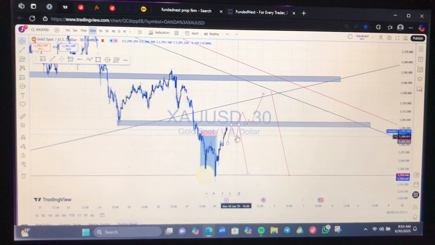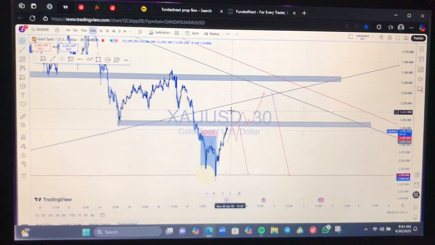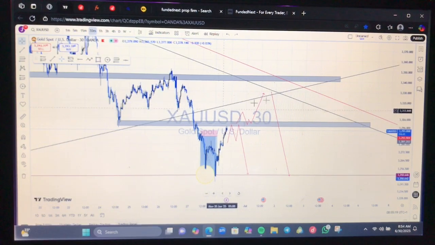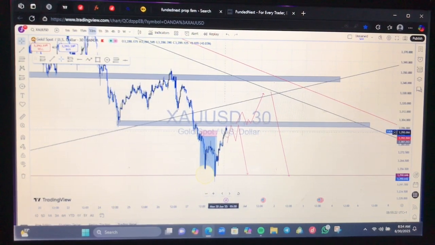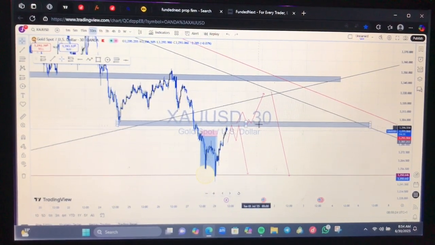So if we don't get the opportunity to buy, definitely we are going to be selling. You understand? But anything that makes this price break above this particular zone here, then we expect a retest. Once we get that retest, we buy. That's why I drew this.